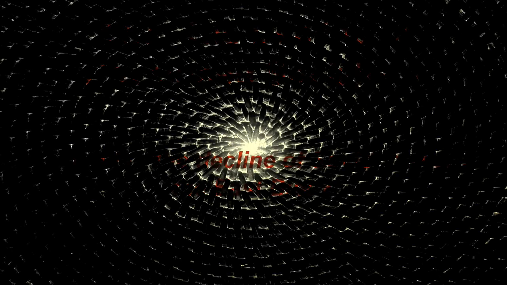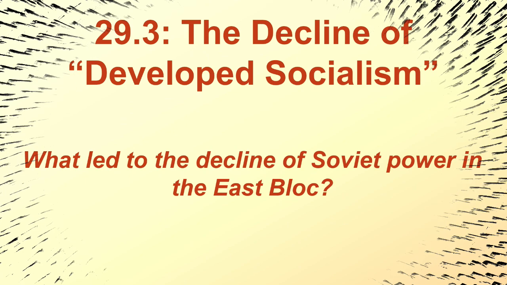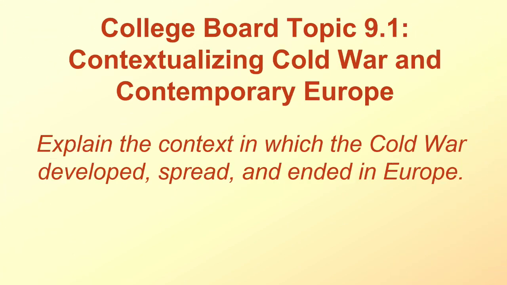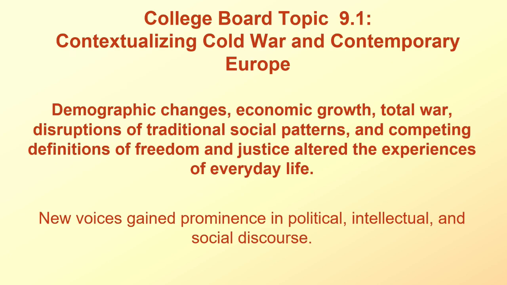This is Lesson 29.3, The Decline of Developed Socialism. What led to the decline of Soviet power in the East Bloc? Well, we've got College Board Topic 9.1, Contextualizing Cold War and Contemporary Europe, of course. Explain the context in which the Cold War developed, spread, and ended in Europe.